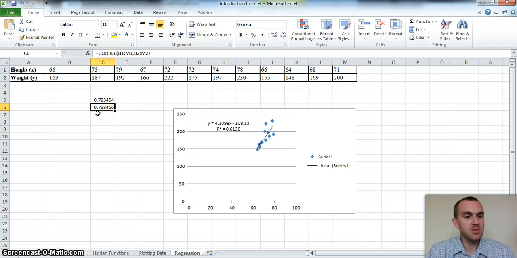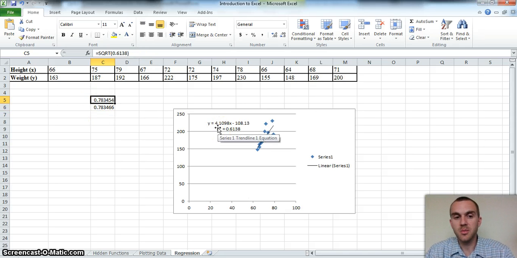The other positive to using this value is that correlation can be positive or negative. For instance, if my line actually came down to the right, that's a negative correlation. As one value increases, the other decreases. And if I just use my r-squared value, that's not going to be picked up and I'm going to have to pay attention to that.